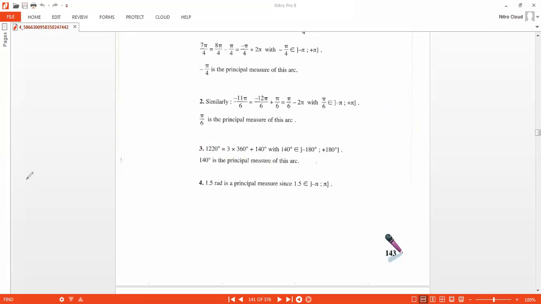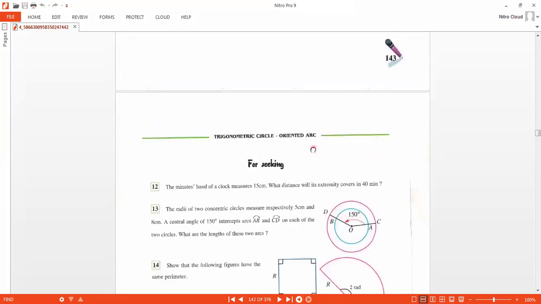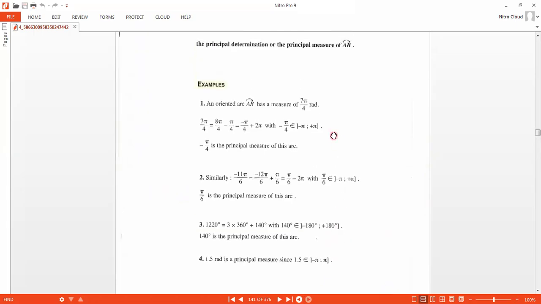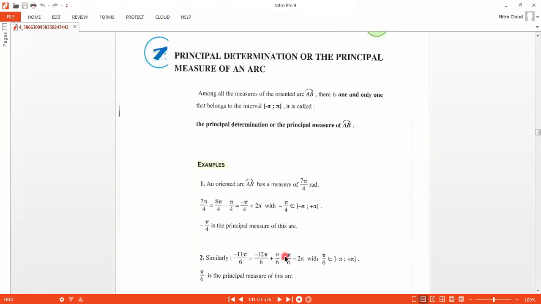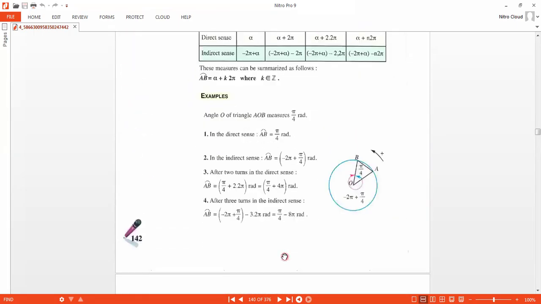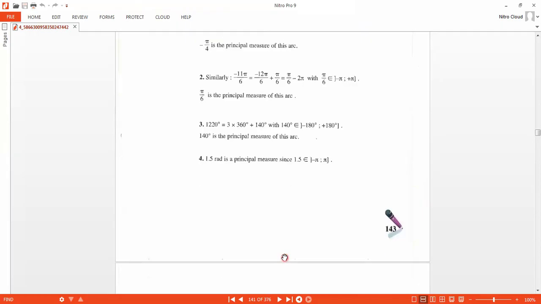In this lesson, as I told you before, we have 3 objectives: how to move from degree to radian and from radian to degree, how can I tell the length of the arc, and how can I find the principal measure of an arc if it's more than one complete orientation, whether it's in radian or in degrees. Now we are done with chapter 10, okay?